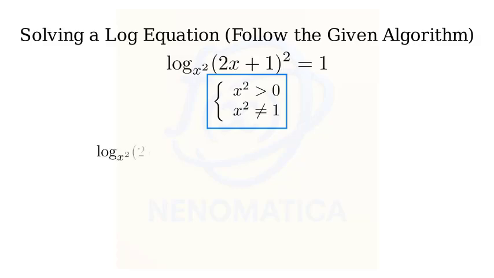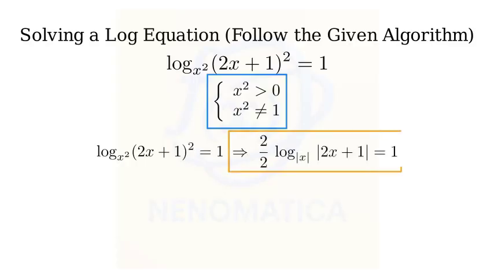Step 2. Use the power rule carefully, moving the exponents from the base and the argument gives 2 over 2 times the log base absolute x of absolute 2x plus 1 equals 1. Step 3. Convert the log statement into its exponential form. Log base absolute x of absolute 2x plus 1 equals 1 means absolute 2x plus 1 equals absolute x.